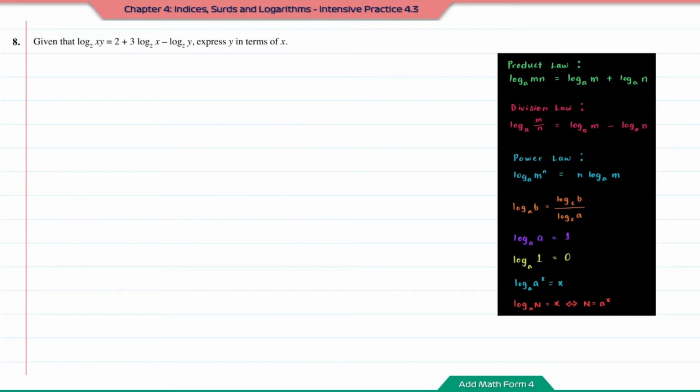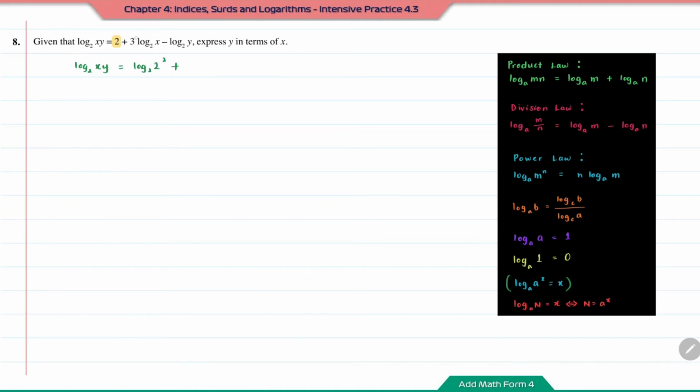Question number 8. Given that log base 2 of xy is equal to 2 plus 3 times log base 2 of x minus log base 2 of y, express y in terms of x. So the strategy here is to equalize both sides with logs of the same base. Then later on I can do the comparisons. So first, this number 2, I'm going to change it to a log of base 2. Now, refer to the law here, log base a of a to the power of x is equal to x. Therefore, number 2 is equal to log base 2 of 2 to the power of 2.